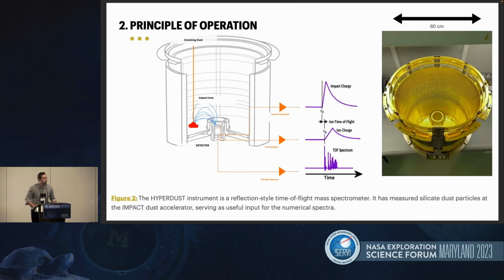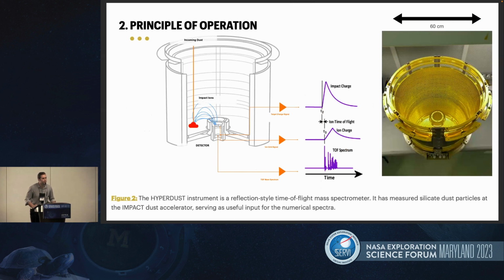So the way that these instruments work is that we have an incoming dust particle. It impacts a biased target that's at a few kilovolts. This generates an impact plasma, which is focused onto a detector by a series of biased electrodes.